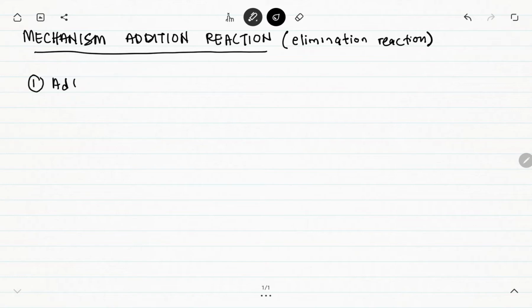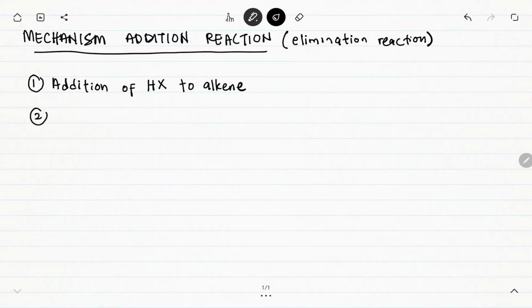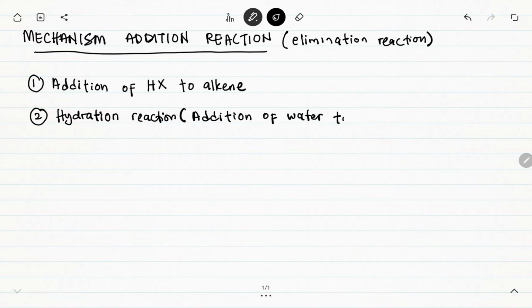First, addition of hydrogen halide to alkene, and for the second part, hydration reaction, which focuses on addition of water to alkene.